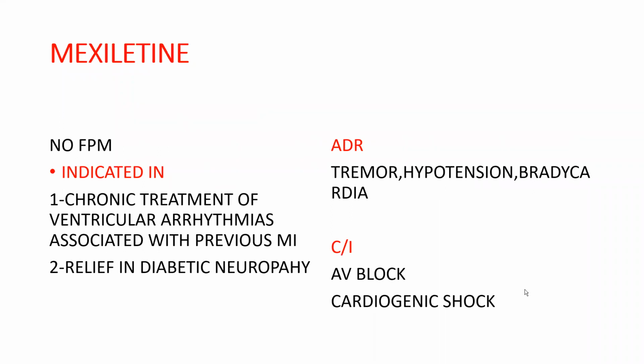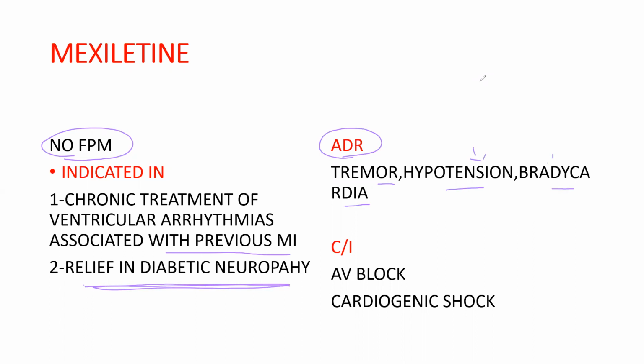And coming to mexiletine, it has a specific feature. It has no first pass metabolism. What are the indications of mexiletine? It is indicated in chronic treatment of ventricular arrhythmias associated with previous MI, and it has some other use, relief in diabetic neuropathy. So what are the ADRs? Tremors, hypotension, and bradycardia, decreased BP and decreased heart rate. What are the contraindications? AV block and cardiogenic shock are the contraindications.